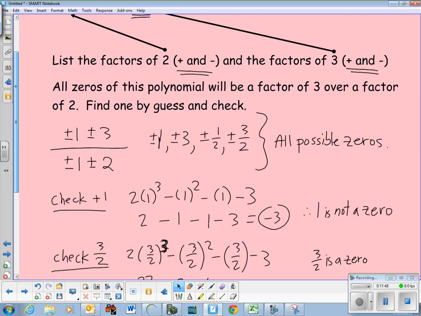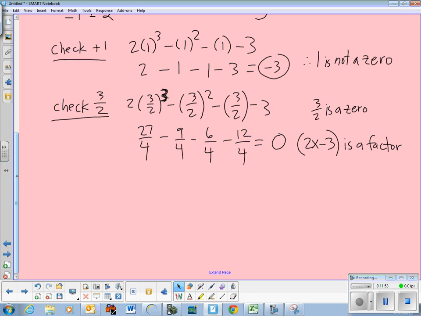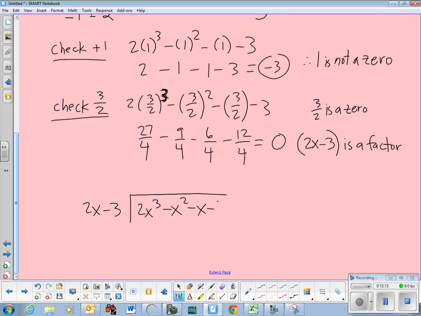Now, luckily, you don't need to go through and check all of the other possible zeros. Once you get one of them, you can do division to figure out the other ones. So I'm going to divide 2x minus 3 into my original polynomial, 2x cubed minus x squared minus x minus 3, and through long division I get what's left over. For the sake of time, do the long division for fun, but x squared plus x plus 1 is the quadratic that's left over.